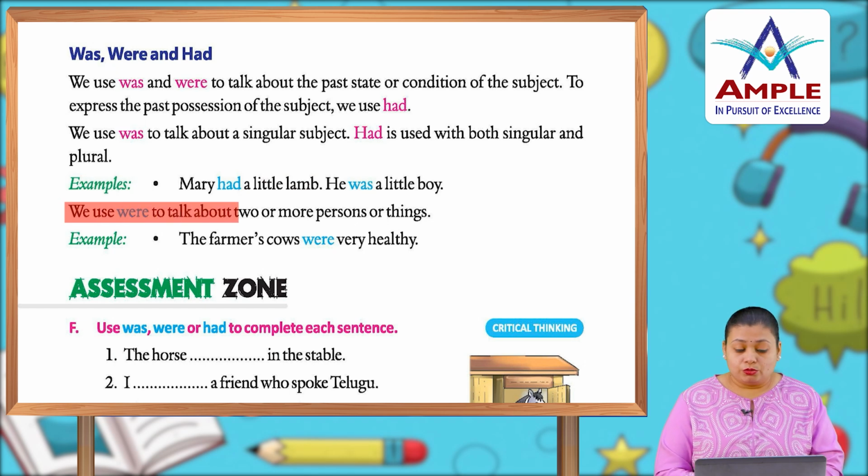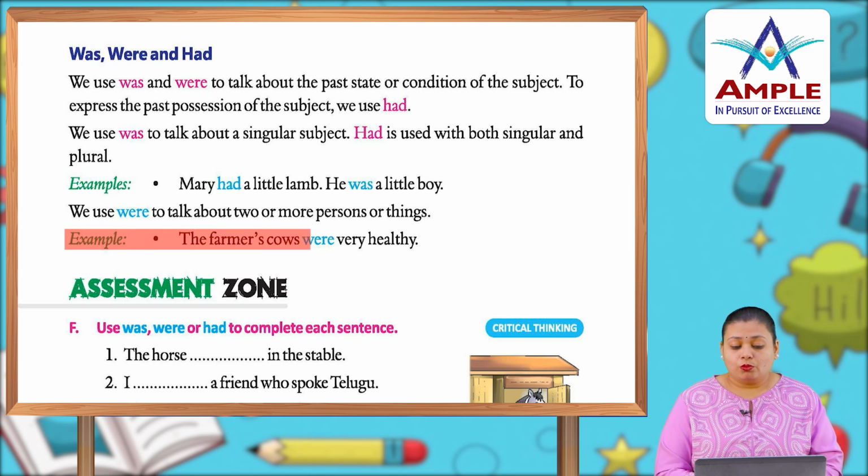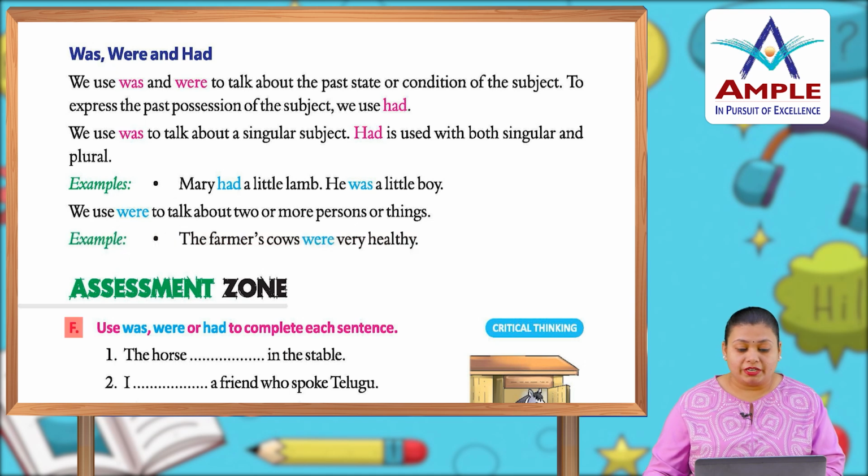We use were to talk about two or more persons or things. Example: the farmer's cows were very healthy. So the farmer's cows were very healthy. We are talking about the farmer's cows. Okay, they are plural in number, so that's why we use were here.